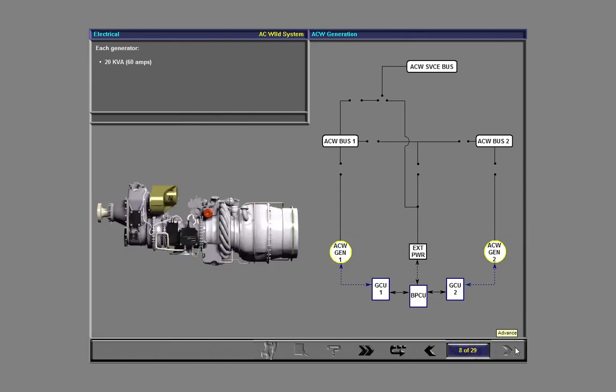Each generator is rated to deliver 20 kilovolt amperes, 60 amps. The voltage range is 115 to 200 volts, and the frequency range is between 341 and 488 Hz, corresponding to 70% NP and 100% NP. Each generator supplies its own ACW bus. Now select each generator to see the current flow.